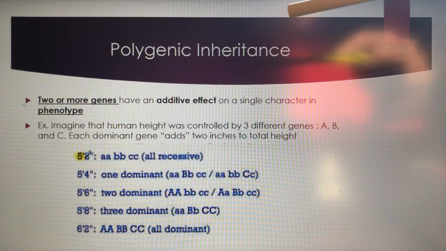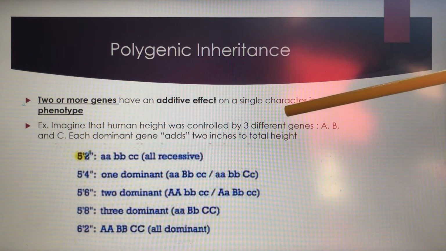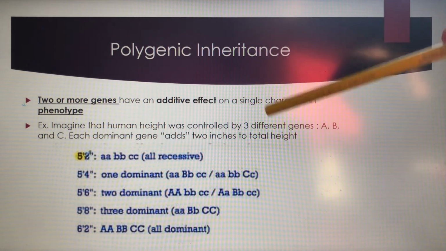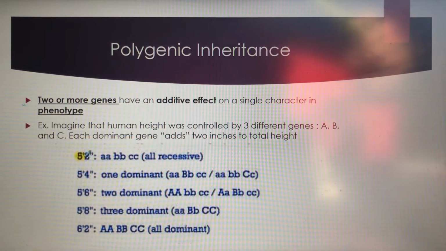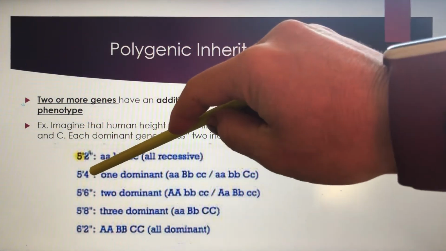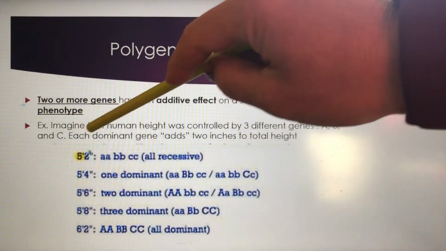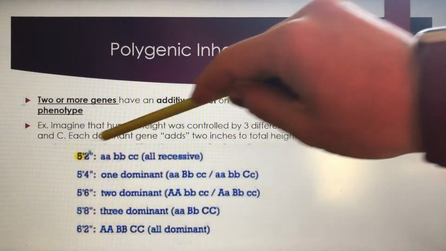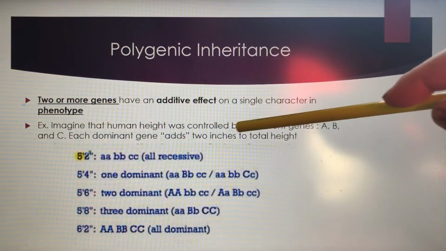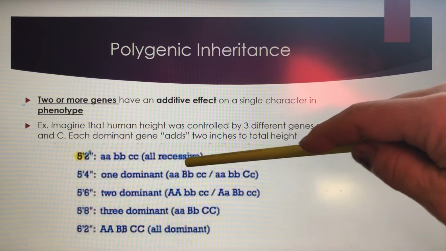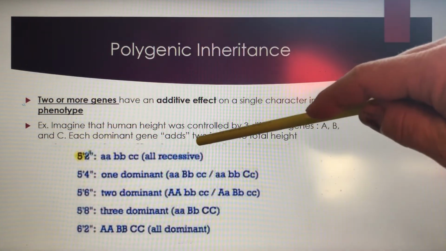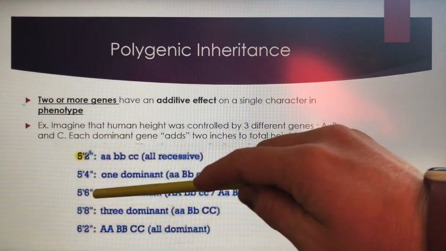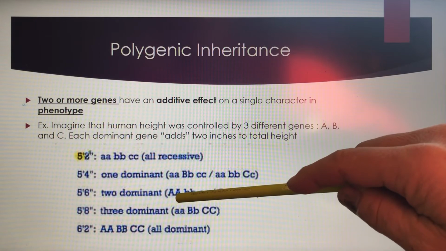So if you look here at our human height example, and you have an example in your worksheet that is sort of like this, where, okay, so if we have human height, we're gonna say that each dominant gene will add 2 inches to the total height. So if you look here, this is probably me, and again, it's a little more complicated than this for human height, but you have all recessive. So the shortest you have is 5'2". Now, if you have one dominant, you're gonna add, according to this, 2 inches. So they're now 5'4".